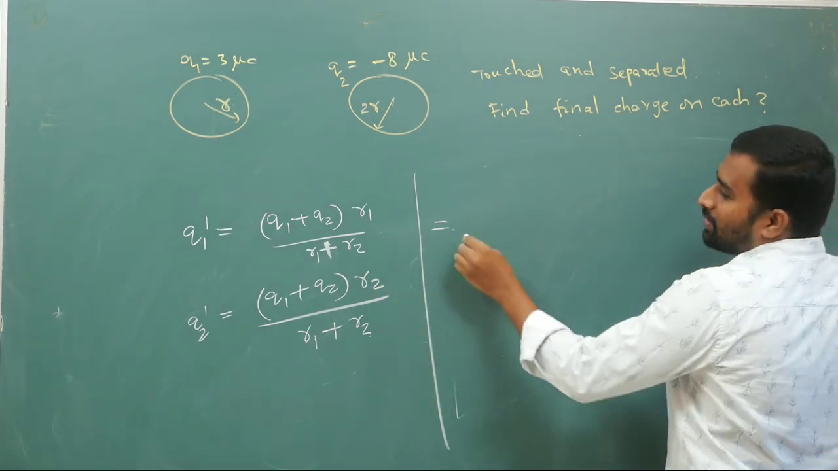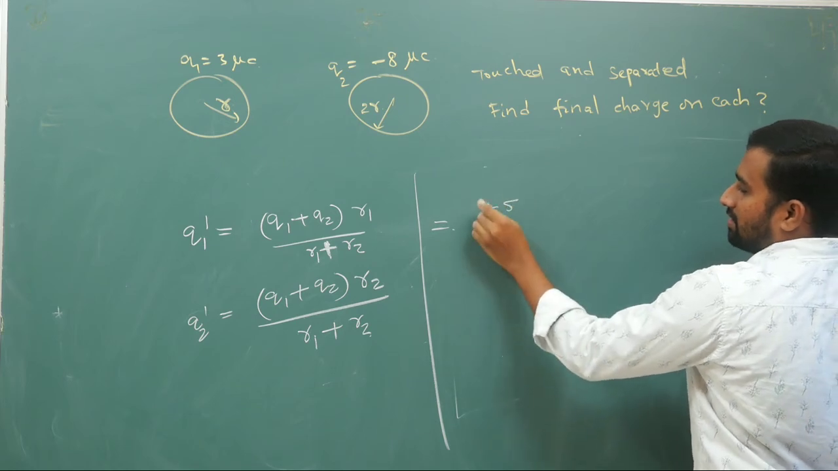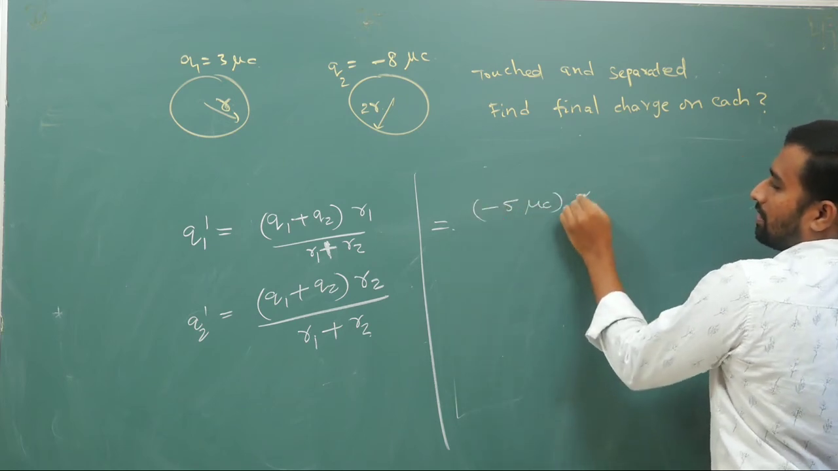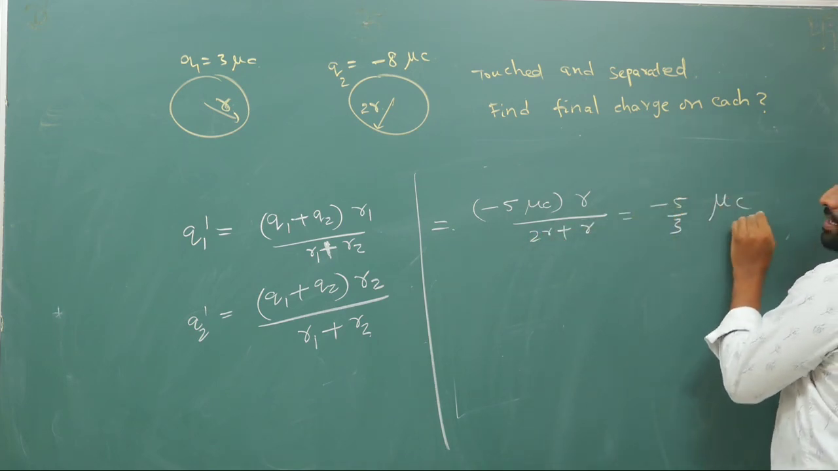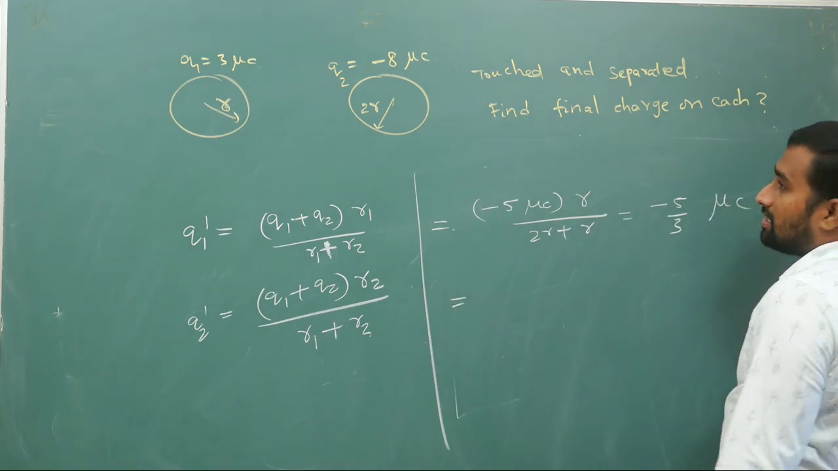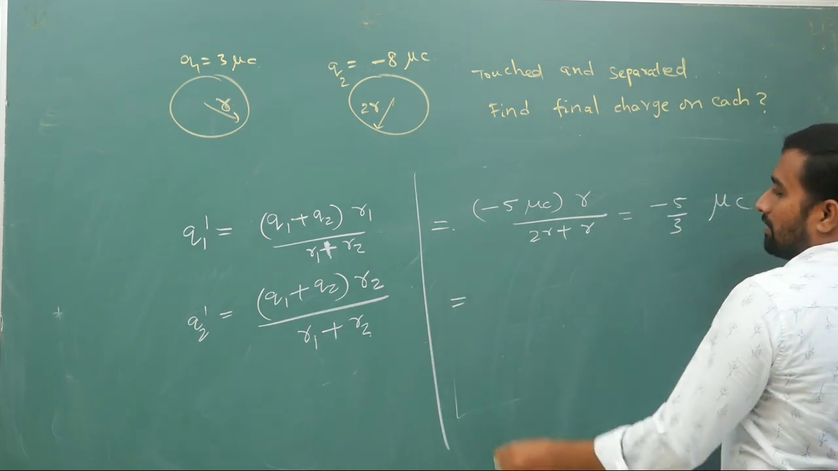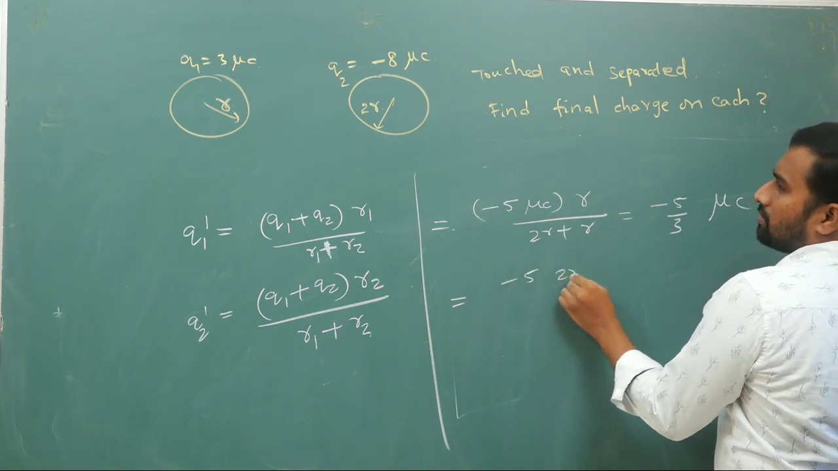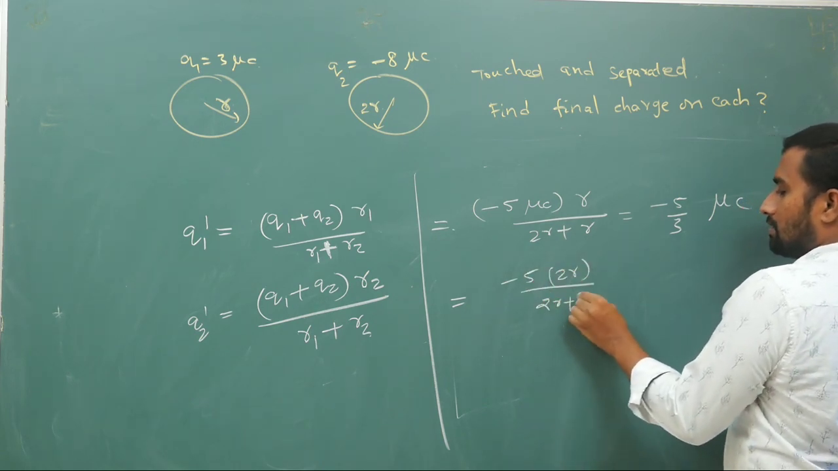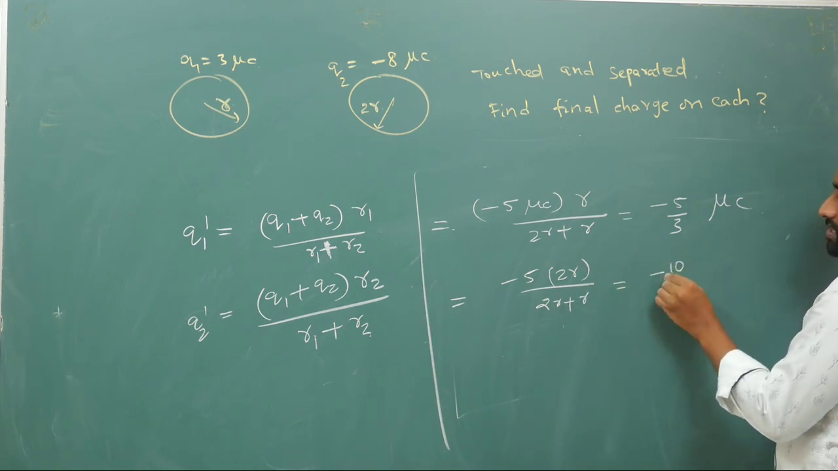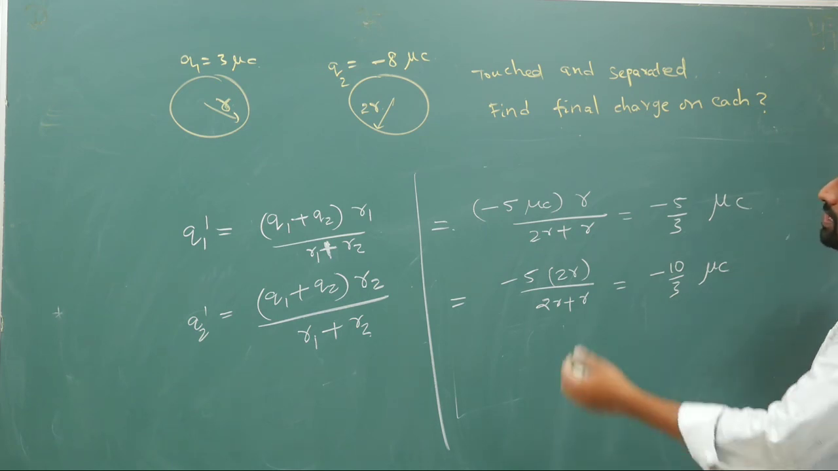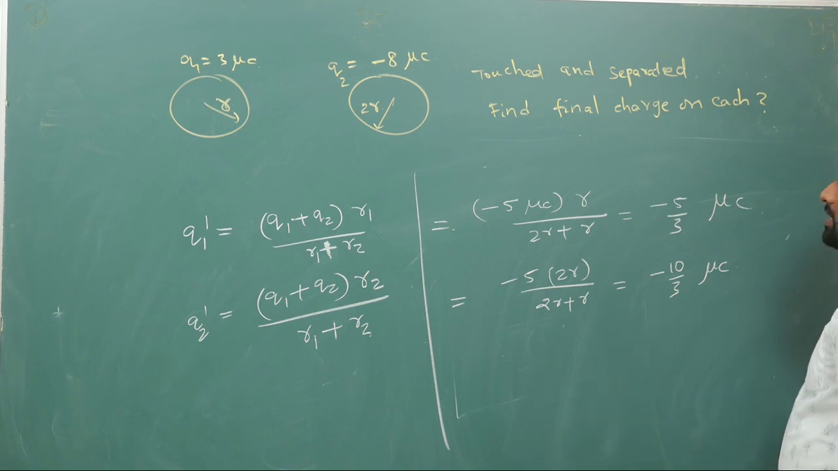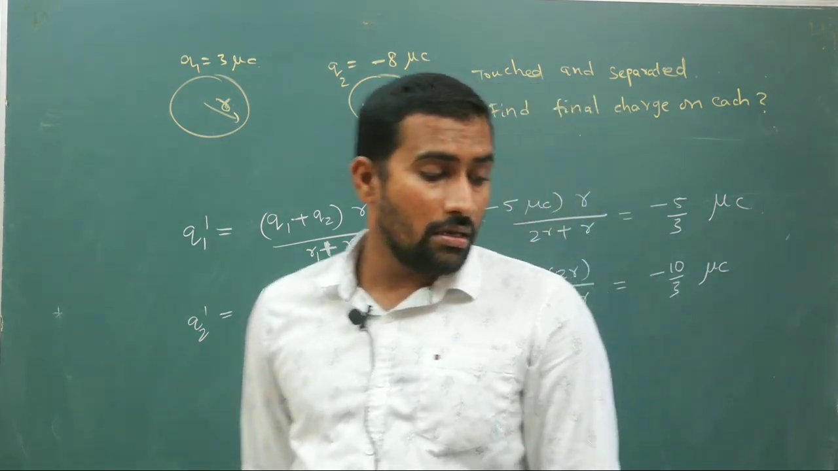Check once again. So it is 3 minus 8, minus 5 microcoulomb, times R by 2R plus R. So it is minus 5 by 3 microcoulomb. And your Q2 dash is 3 minus 8, minus 5, times R2, which is 2R, by 2R plus R. So it is minus 10 by 3 microcoulomb. Initially the total charge is 3 minus 8, which is minus 5. Finally it is minus 5 by 3 minus 10 by 3, which is minus 15 by 3, once again minus 5.